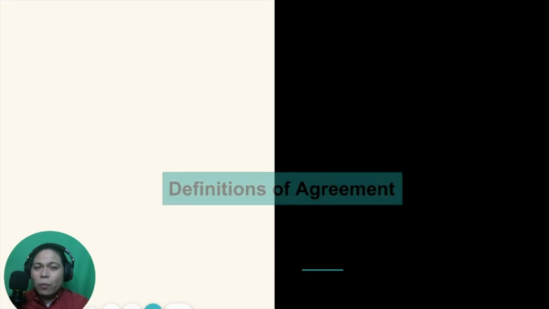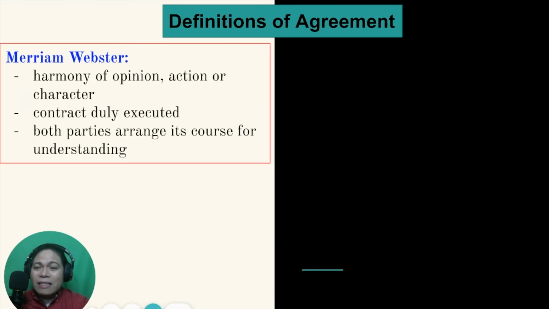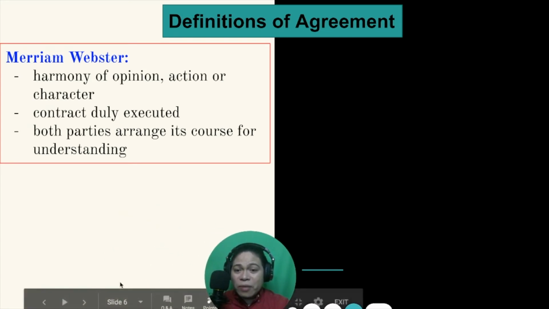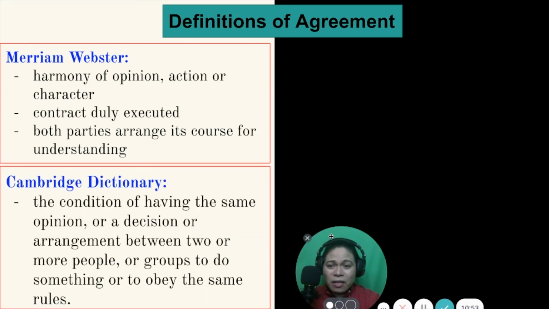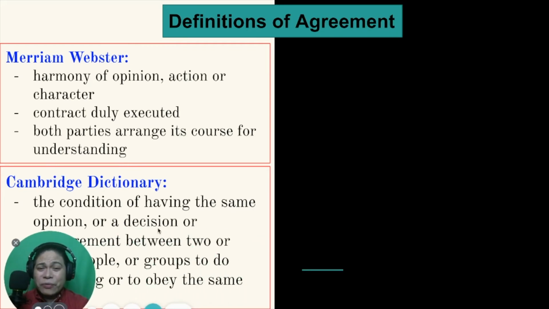Now this time, let's define what an agreement is. An agreement, according to Merriam-Webster, is a harmony of opinion, action, or character. So harmony, they go together. It's a contract duly executed, and both parties arrange its course for understanding. Both parties understand that this is actually an arrangement for understanding. Okay, number two, we have Cambridge Dictionary, and that is the condition of having the same opinion or a decision or arrangement between two or more people or groups to do something or to obey the same rules. So it talks about rules. So that's what an agreement is.